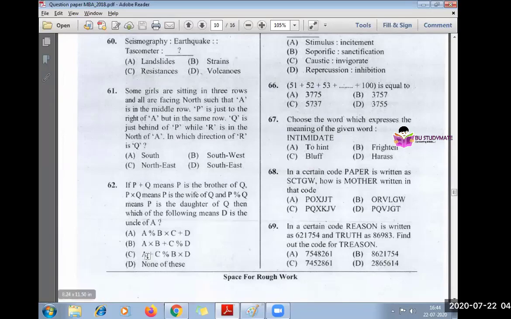When we look at option C, A plus C means A is the brother of C, and C percentage B means C is the daughter of B, and B into D means B is the wife of D. So even if we take this one, option C cannot be possible. So the most reliable option can be option A. But in some answer keys, they have given none of these.